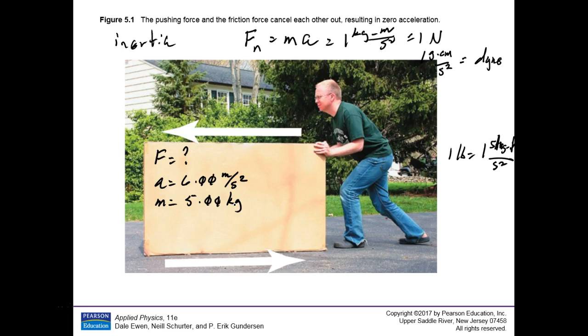Okay. Time out a moment here. Why in the world do they have all these zeros in there? Isn't 6.00 meters per second squared 6? And isn't 5.00 kilograms 5 kilograms? Yeah. Why do they have those extra zeros there?